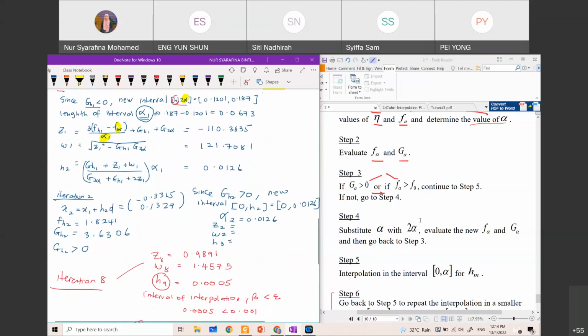Usually the question will stop you. Just do up to 3 iterations, or just do up to 2 iterations. No need to reach until the solution point. Otherwise, you won't have enough time.